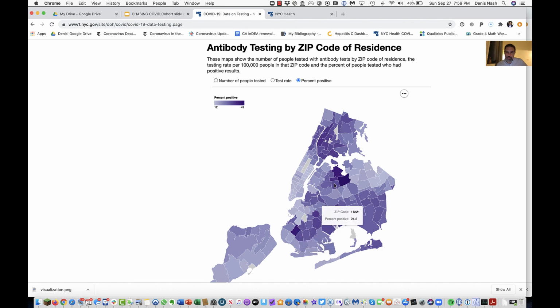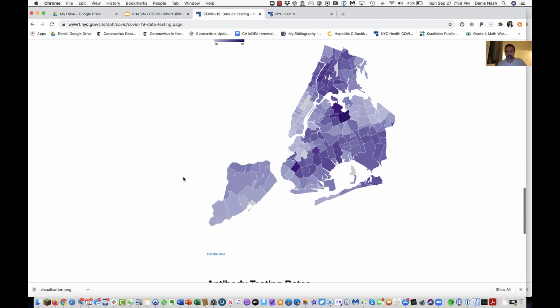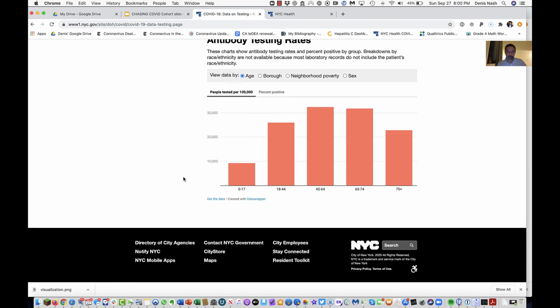And there are some neighborhoods and zip codes that have very high antibody positivity, so up to 43.9% in this zip code in Brooklyn, 48.6% in Queens, 43% here in the Bronx, 37%. So there are some neighborhoods where the prevalence of antibodies among testers is really quite high. And here is some similar data by age.